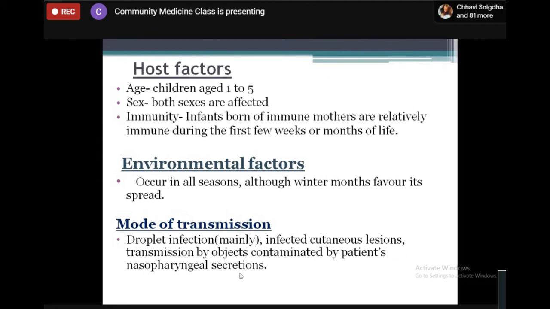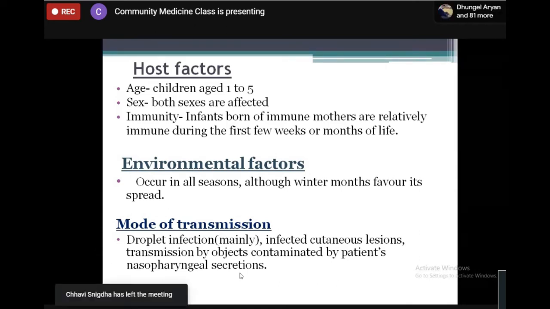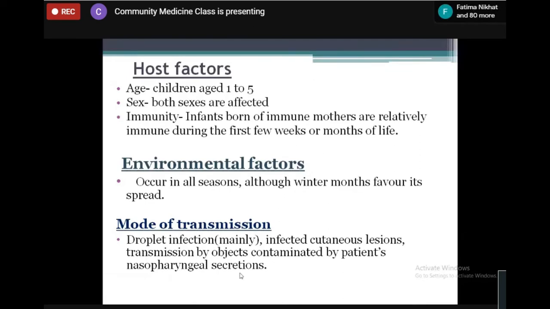After 5 years, we don't vaccinate the child. If the child was not vaccinated before and presents to you after becoming 5 years old, then we don't give vaccination. But if they have survived that long, they have already developed immunity against those communicable diseases, so it is of no point. So under-5 children are mostly affected with diphtheria, children aged 1 to 5 years, and both males and females are affected equally.